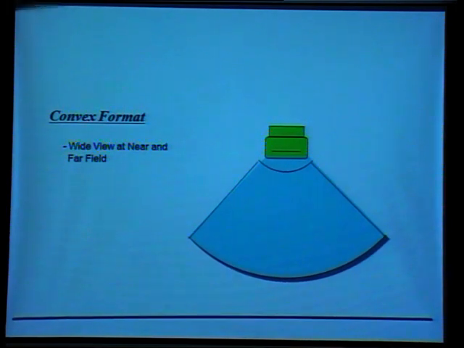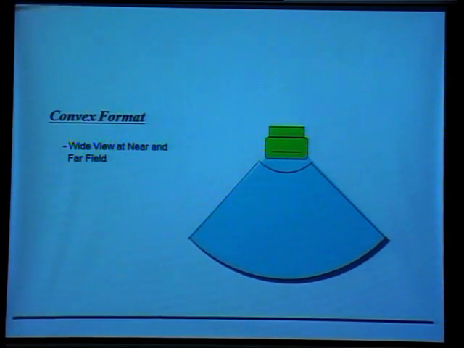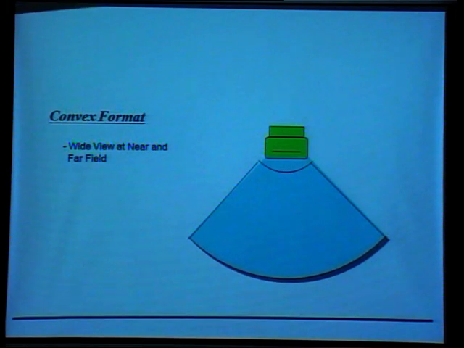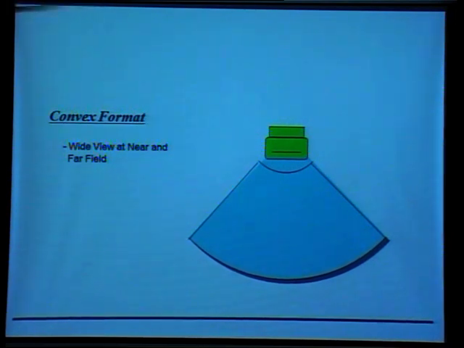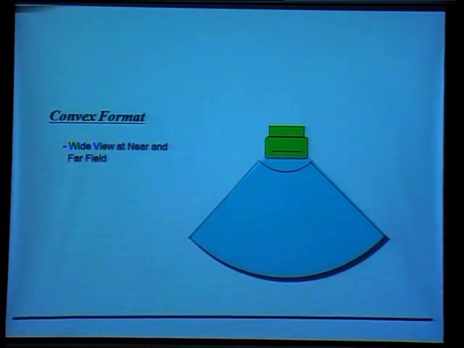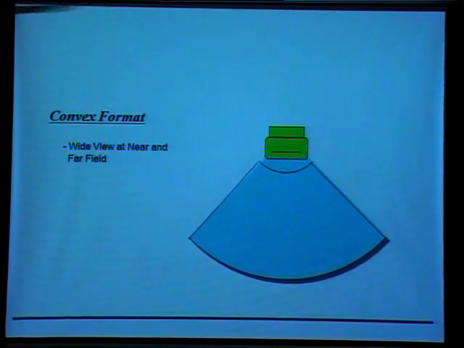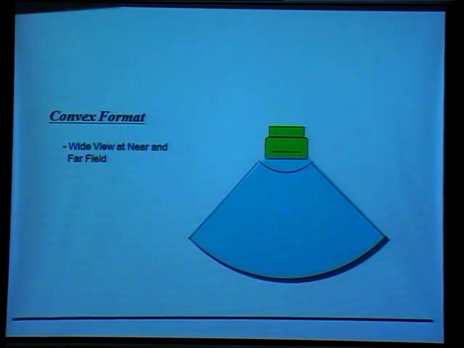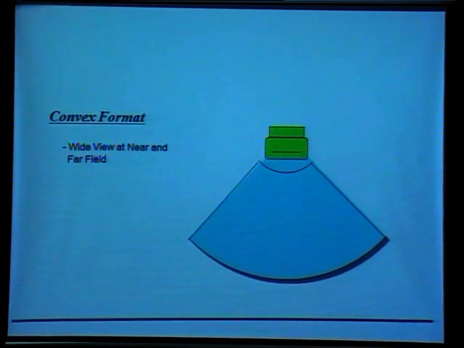This is a convex transducer which is used for abdominal ultrasound. Generally, the frequency we use here is 2 to 5. And we use this transducer extensively in case of OB-gynecology. I'm sure you know what is the use of ultrasound in OB-gyne.